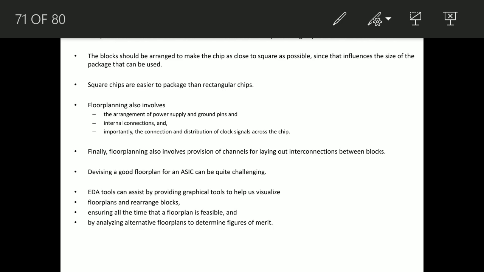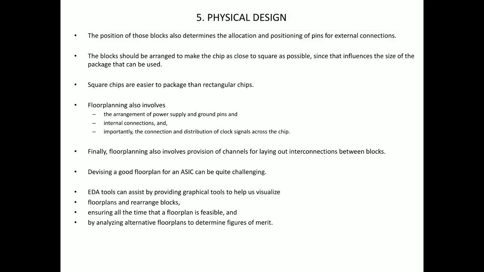Floor planning also involves internal connections, connection and distribution of clock signals across the chip. It means the cells and blocks should be placed in such a way that connections for clock signals and connections between the cells can be done properly. All the cells and blocks should get the required VDD supply and required ground supply. Finally, floor planning also involves provision of channels for laying out interconnections between blocks. A good floor plan will result in saved time and a more efficient ASIC design. We will see a picturized way.